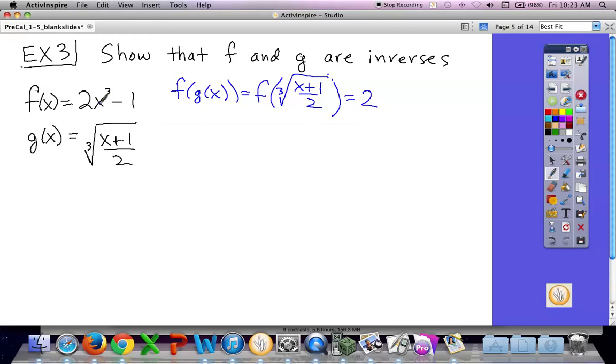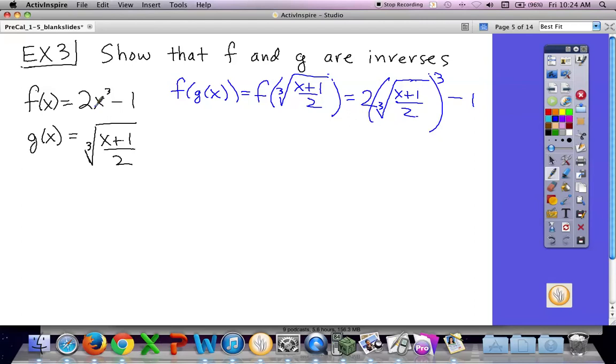Okay, now in place of the x, we've got to put this whole thing right there. So this is the third root of x plus 1 over 2. And then in the f function, it's still got a minus 1. And that's all raised to the third power. So just replace the x here with this whole thing. And now simplify. What do you get when you cube a cubed root?